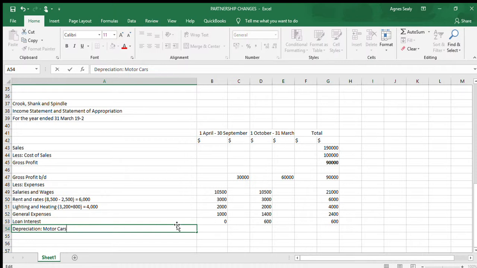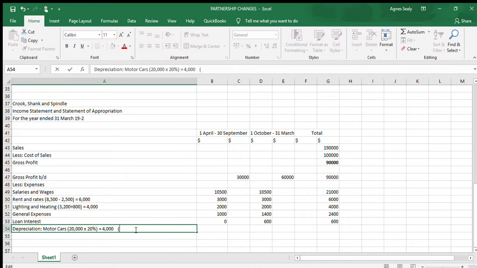However, when we are looking at these motor vehicles, we must recognize that we had those motor vehicles between April 1st and 30th of September. So therefore, half of the depreciation will go for that period. And then we also had the same motor vehicles between October 1st and 31st of March. So the other half will go for the other half of the period when we had the admission of our new partners. So we have $20,000 times 20%, and that would give us $4,000 for the year. Okay.